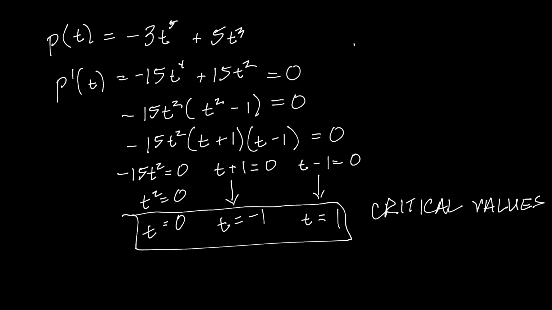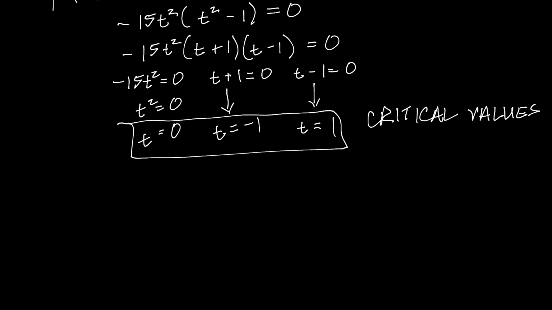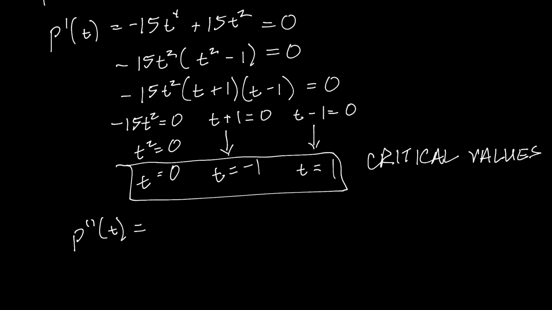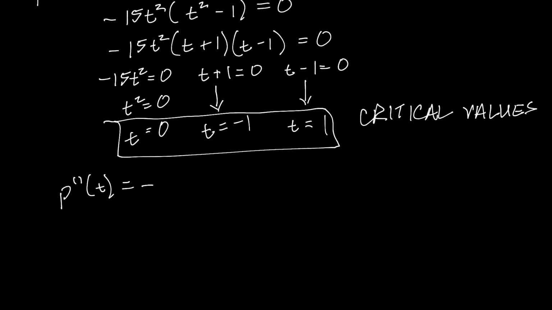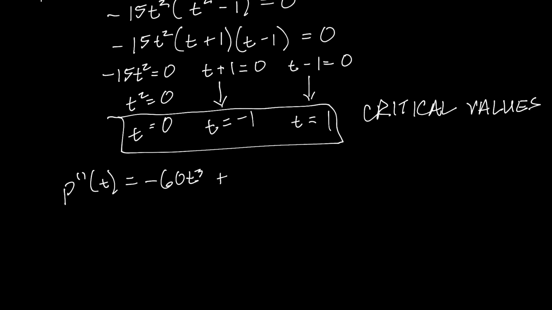All right. So the way we classify these is we have to take the second derivative. So I'm going to look at my first derivative here and take the second derivative of that. So p double prime of t is going to be equal to negative 60t cubed plus 30t.